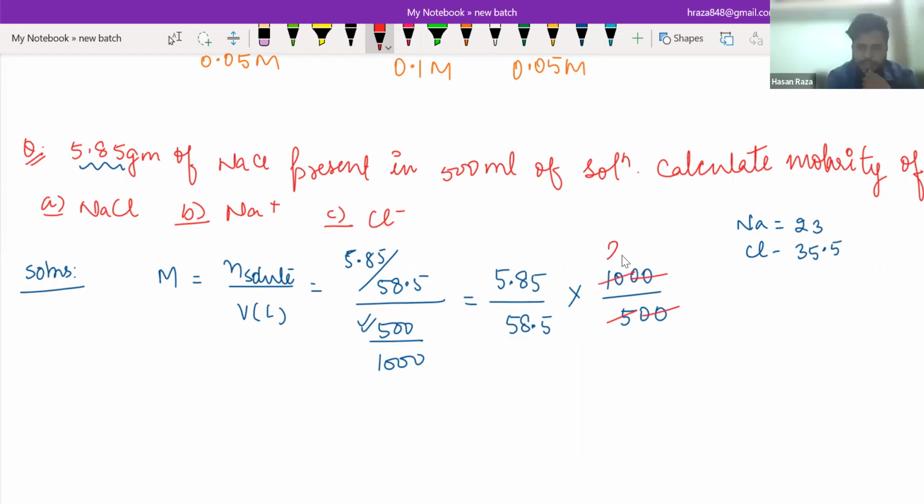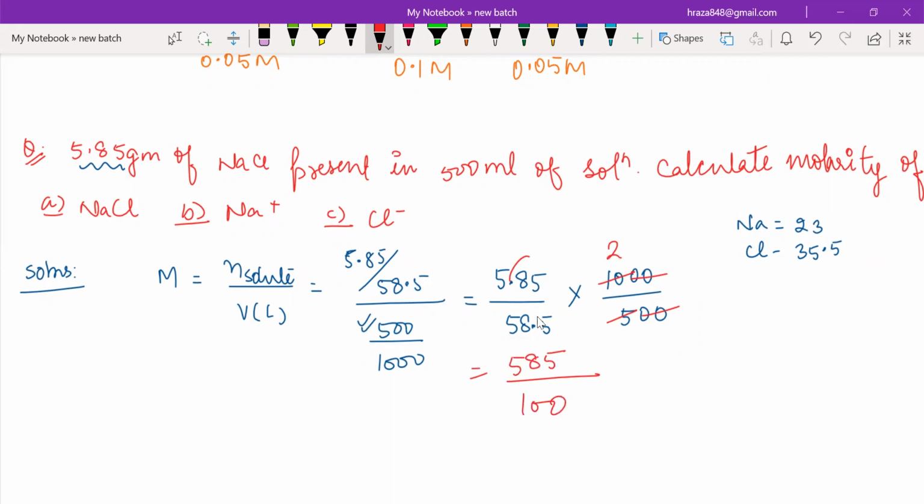Now see, if you are going to remove this decimal, 585 upon 100, yes or no? Yes, sir. If you remove this decimal, it will be 585, and this will be 10 in the numerator, and into 2 there is also. Now see, if I solve this, this will be cancelled by this, 10 will be cancelled by this, and 2 by 10, which means 0.2. Yes, your answer was very correct.